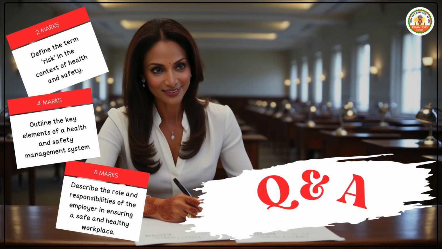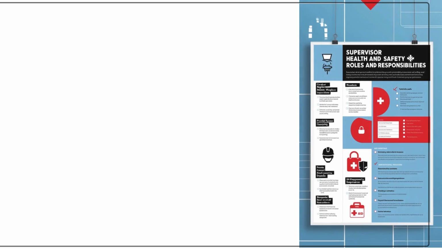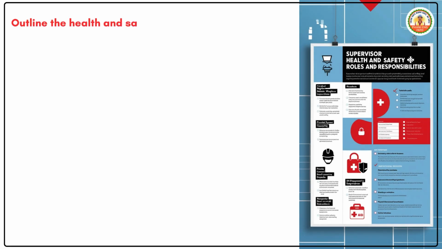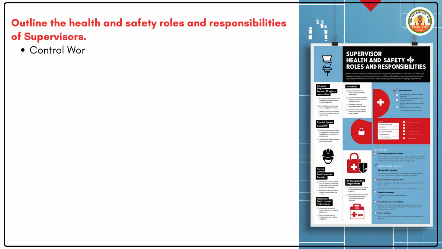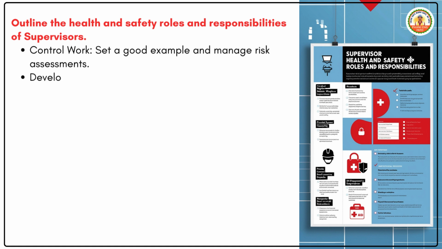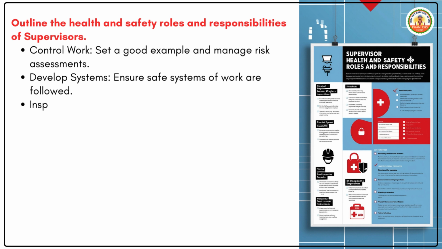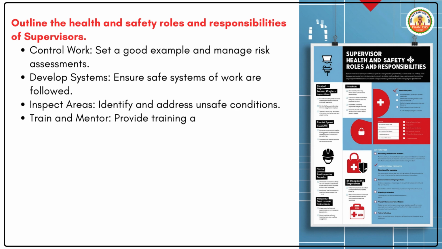Next, we'll review important questions from this element that you need to know for NEBOSH IGC Paper 1. Outline the health and safety roles and responsibilities of supervisors. Control work, set a good example and manage risk assessments. Develop systems, ensure safe systems of work are followed. Inspect areas, identify and address unsafe conditions. Train and mentor, provide training and support to team members.